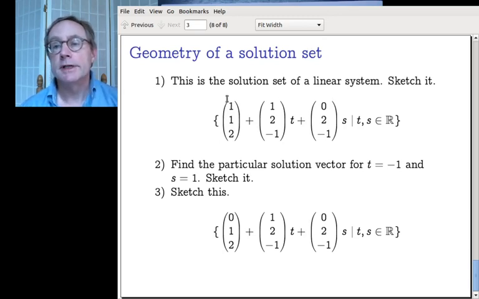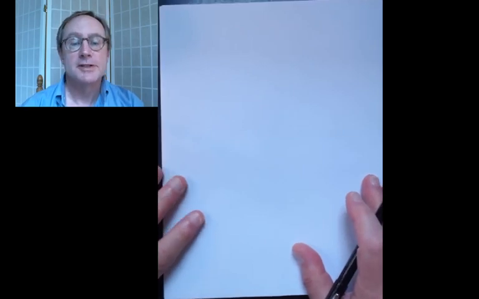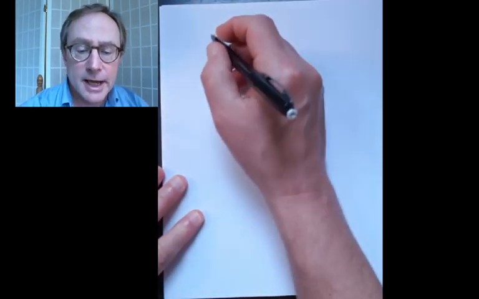The first says this is a solution set of a linear system. I'm not going to give you the linear system because I want to talk about the sketch. I want to draw a picture of what that solution set looks like. And of course, the lesson that we learned last time is that this is a plane in R3. So I'm not a very good sketcher, I'm sorry, so that's why I use the word sketch instead of draw precisely. So I'll do the best I can.